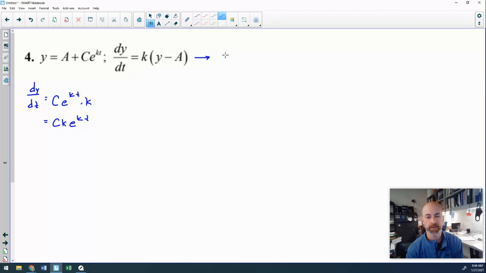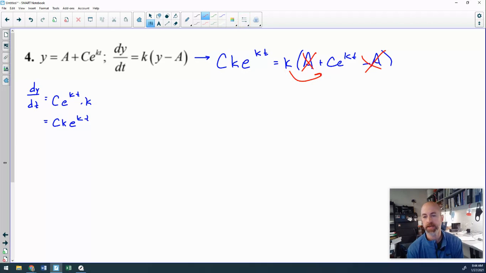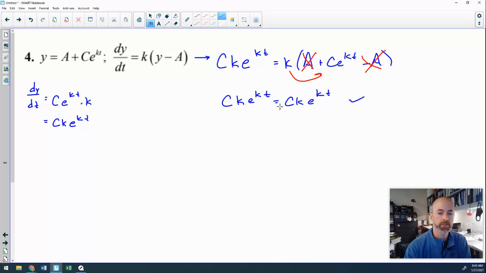So dy dt, I just found that. C times k times e to the kt equals k times y, which is a plus c e to the kt minus a. And if we start cleaning that up, this one falls into place very quickly. A minus a is 0. Distribute that k, or really it's not even distributing anymore. It's k times that. And we end up with c k e to the kt is equal to k times c, which is ck e to the kt. And we're done. We have verified that proposed solution.